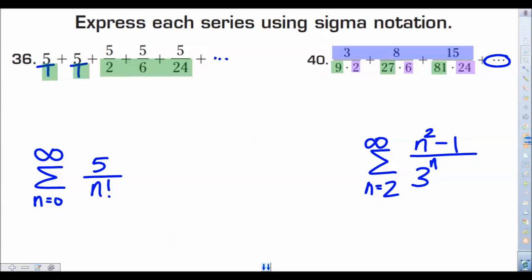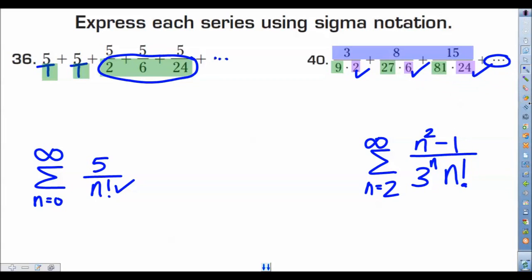Now what about those purple numbers up there, your 2, your 6, your 24? Boy, where have we seen that before? How about right back here? So once again, that's another factorial situation. Let's just start with that and see if we can roll with that. If we start with n factorial here, plug in the 2. We get 2, check. Plug in the next one would be 3, 3 factorial, that's 6, and then 4 factorial. So I think we got it.